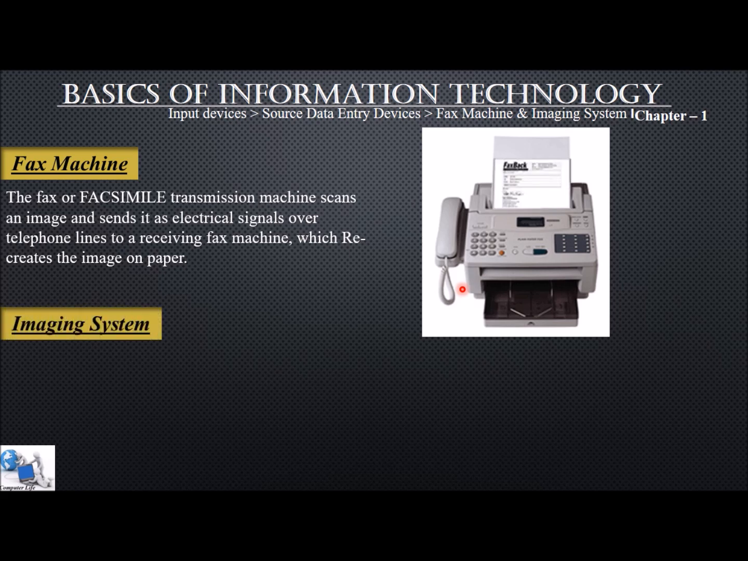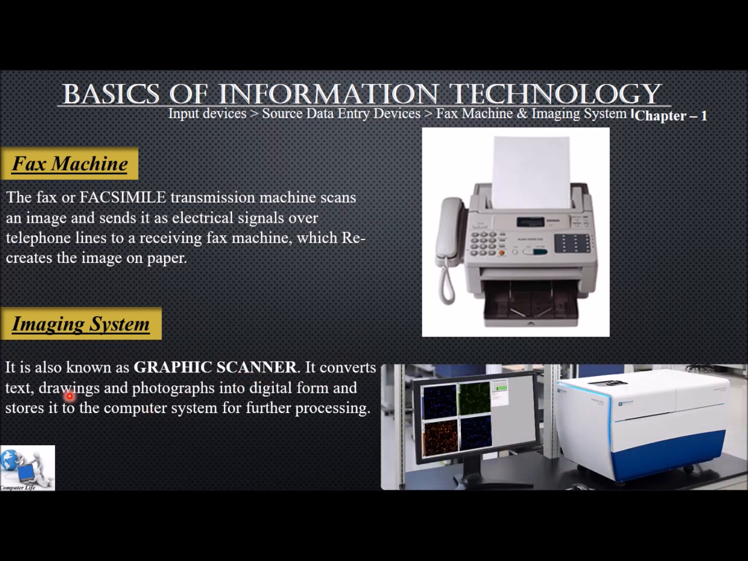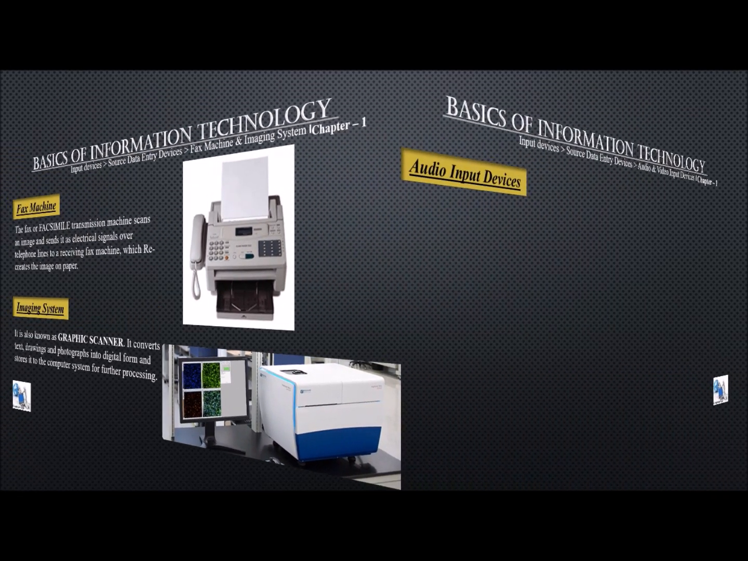The next is imaging system. An imaging system is also known as a graphic scanner. It converts text, drawings and photographs into digital form and stores it in the computer system for further processing. As you can see, we can also draw any sort of 3D, 4D images in the computer system by using different softwares. And this is the machine through which we copy the data and send it to the computer system for future use.